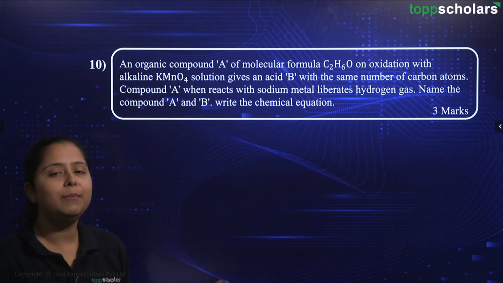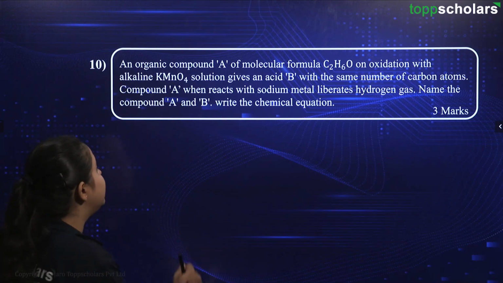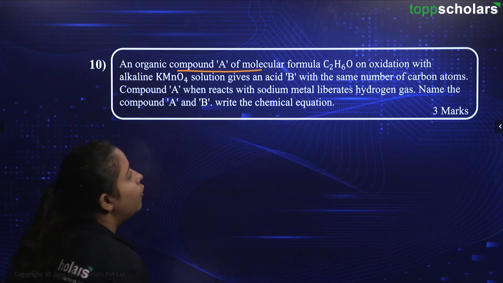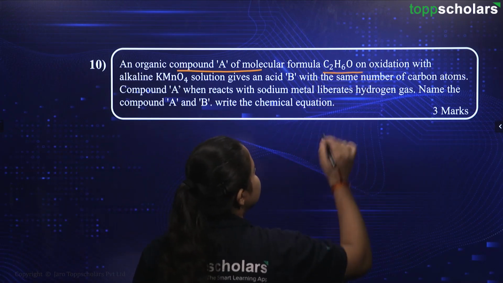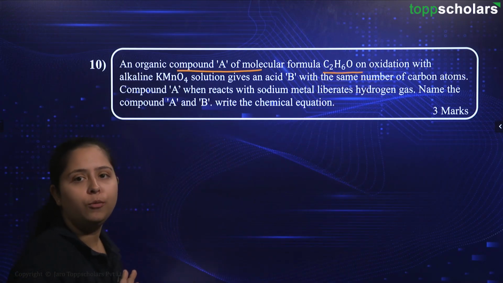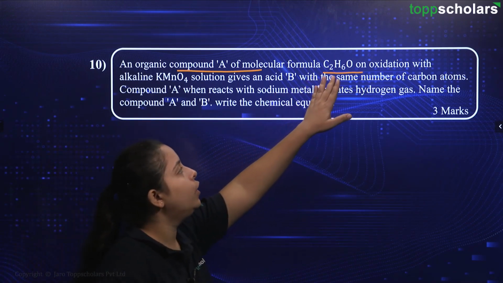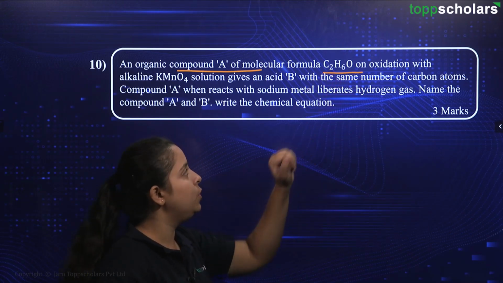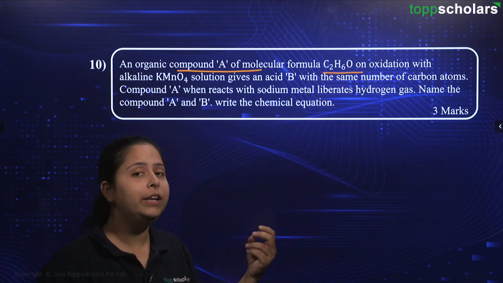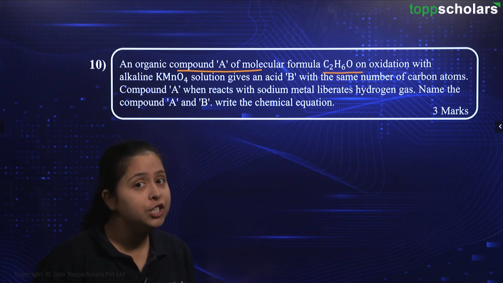Here is the question coming up for 3 marks. The question says, an organic compound A of molecular formula C2H6O. This is the molecular formula given to you. That is the form which is provided, okay? You cannot identify the functional group just by looking at this. The structural formula will give you the identity of the functional group.